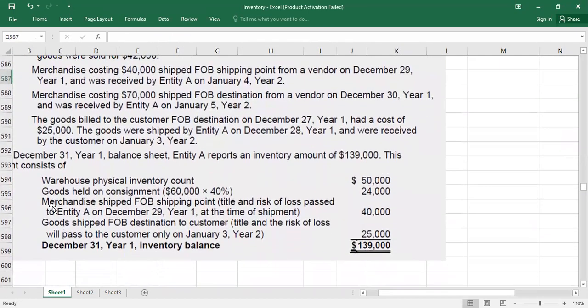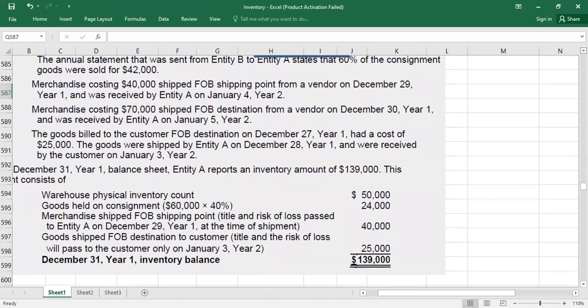So here you have a warehouse physical inventory count, which is $50,000. So here you will add goods held on consignment, which is 60,000 times 40%, it is 24,000. Okay, so you will add back. Now we are going to move to the second transaction.